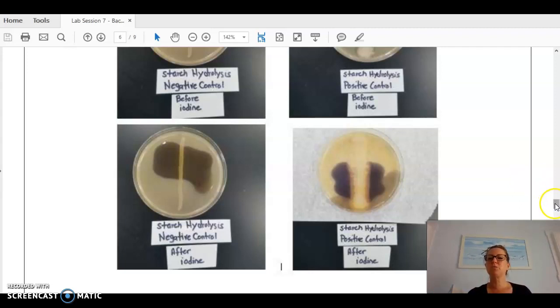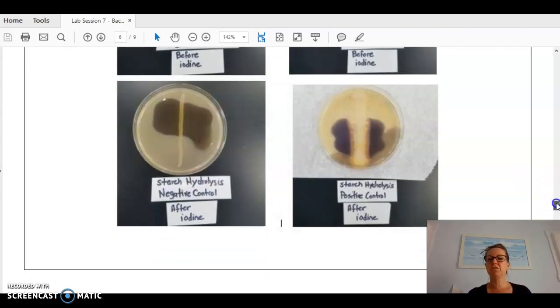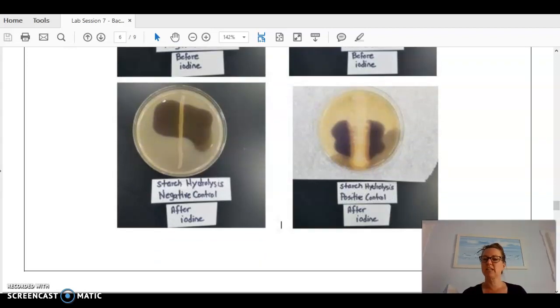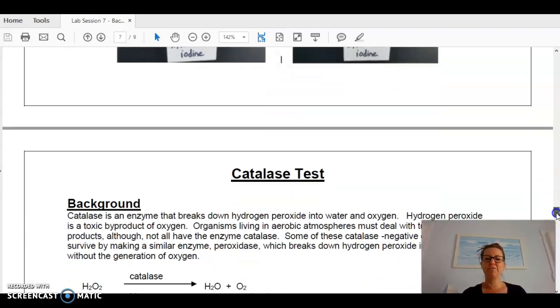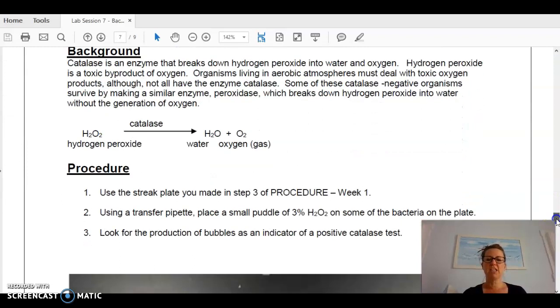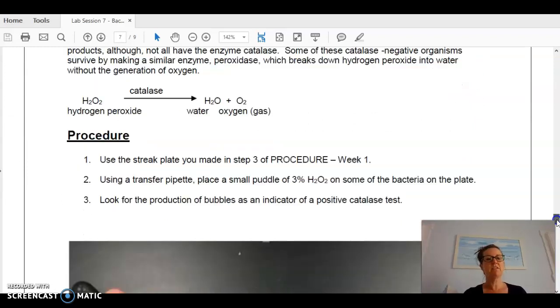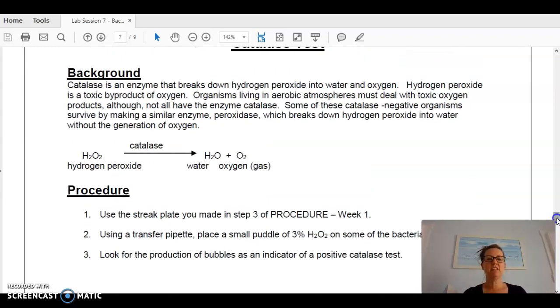So do please read the directions, and if you get confused on any of this, just ask me questions. You're not learning by yourself, although you might feel that way, just like I feel like I'm teaching by myself. This one's kind of fun.